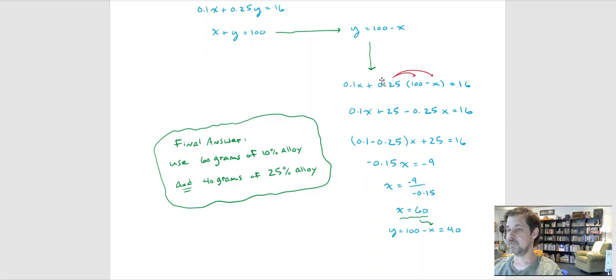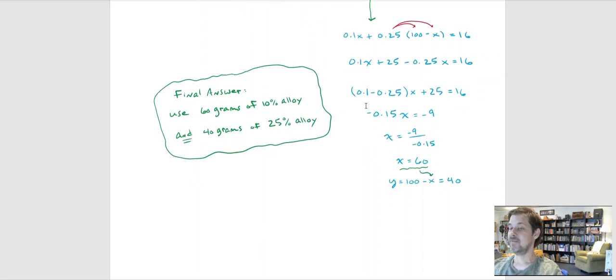I distribute this 0.25, I get 25 minus 0.25X. This 0.1X and that negative 0.25X are like terms. They both have an X attached to them. They can be combined by just combining the coefficients, 0.1 and negative 0.25. That gives the X a coefficient of negative 0.15. Additionally, I move this 25 over there by subtracting 25 from both sides. 16 minus 25 is negative 9. Then I divide by my coefficient here to get X is 60.